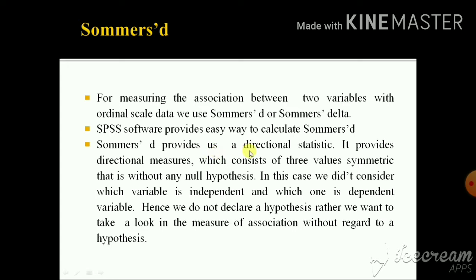Somers D provides us a directional statistic. It provides directional measures which consist of three values. Symmetric, that is without any null hypothesis. In this case we don't consider which variable is independent and which one is dependent variable. Hence we do not declare a hypothesis, rather we want to take a look at the measurement of association without regard to a hypothesis.